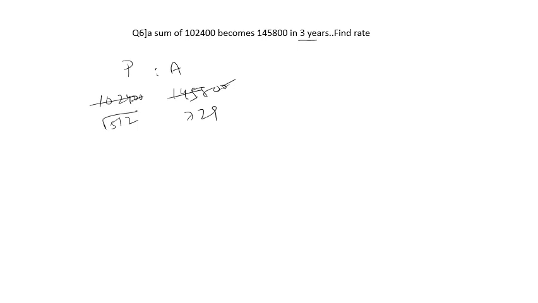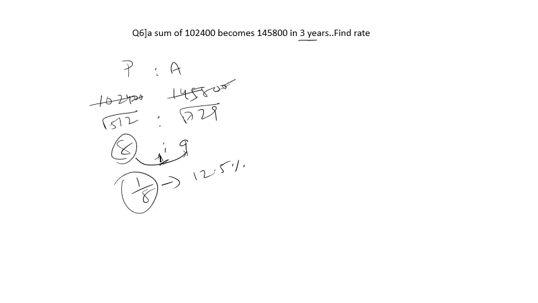3 years means take the cube root. So this is 8 and this is 9. So 1 by 8, this is 12.5%, guys, rate of interest, because 8 to 9. So 1 increase on the base of 8 is the interest, so 1 by 8, right? Now moving to the next question, guys.